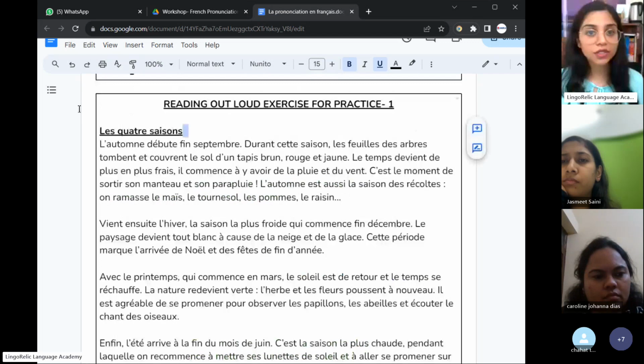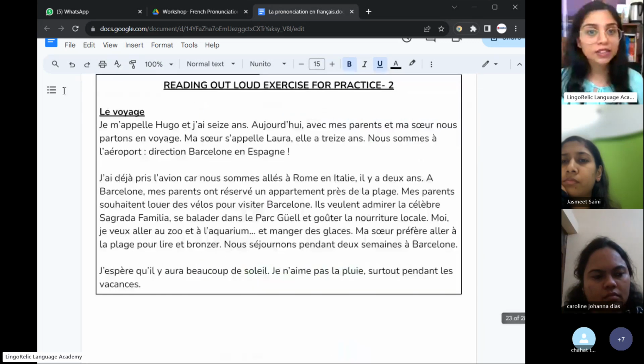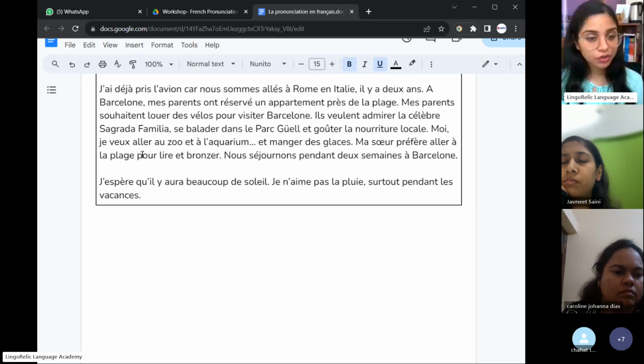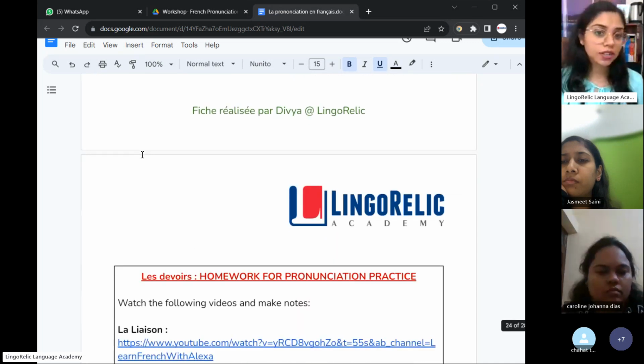This is the first one, Les 4 saisons. The second one is Le Voyage. Try to record yourself, but before that, obviously, you will need a revision. Don't directly start reading them out and mess everything up. So please make sure you go through the recording, you go through the notes once, and then after that, you try to work on this.